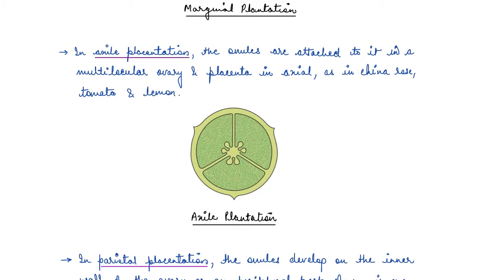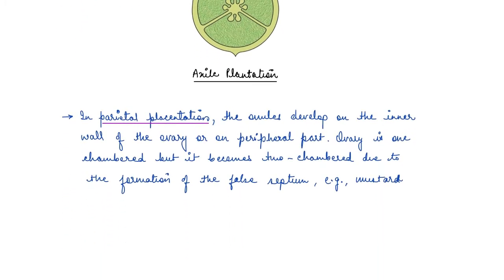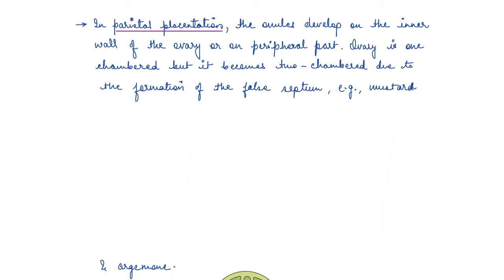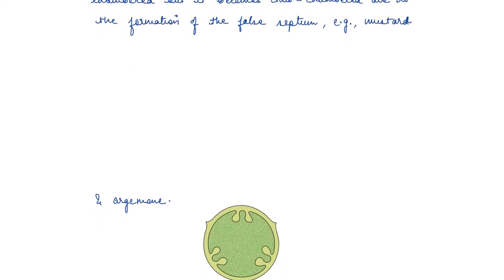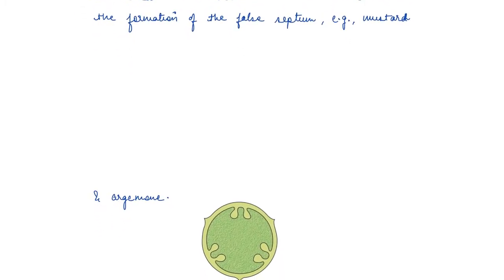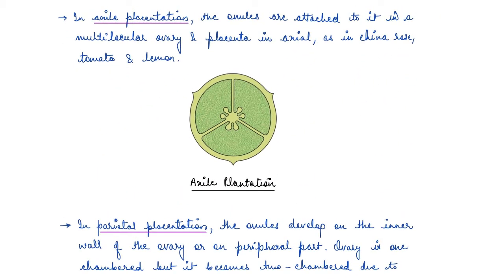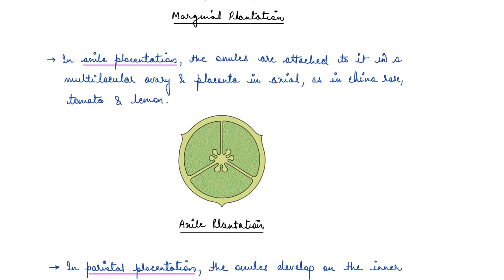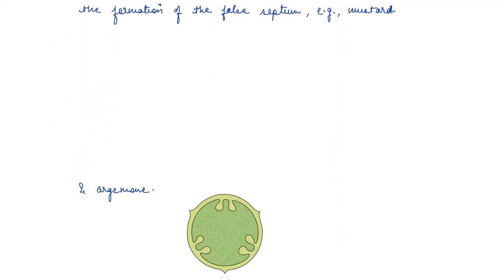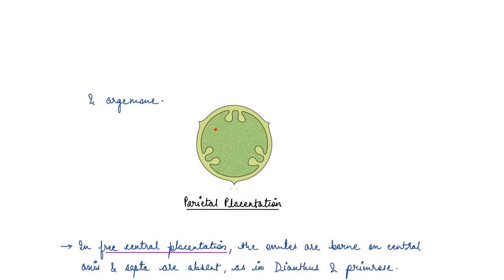Now the next one is parietal placentation. In parietal placentation, the ovules develop on the inner wall of the ovary. So you see this one now, right? Here it was just opposite, the ovule is inside. In parietal, it is here. So basically the ovules develop on the inner wall of the ovary or the peripheral part, right?